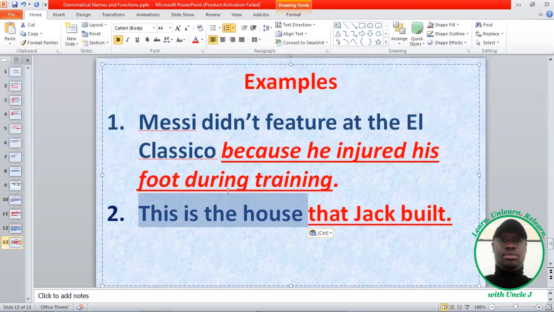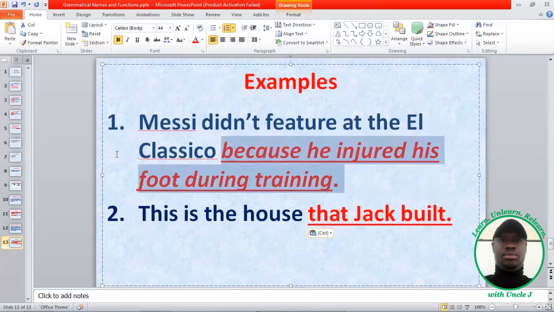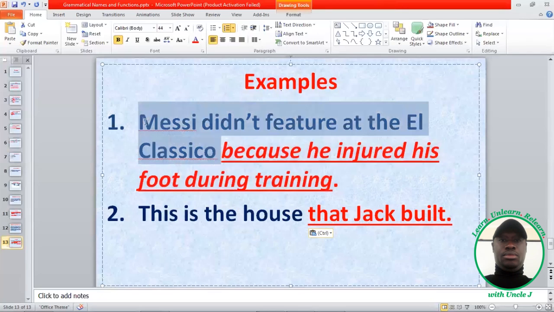So now you understand that the words in blue are independent, but the words in red are dependent. The words in blue are independent because they don't need the words in red to make sense. The words in red are dependent because without the words in blue, they will not make complete sense.